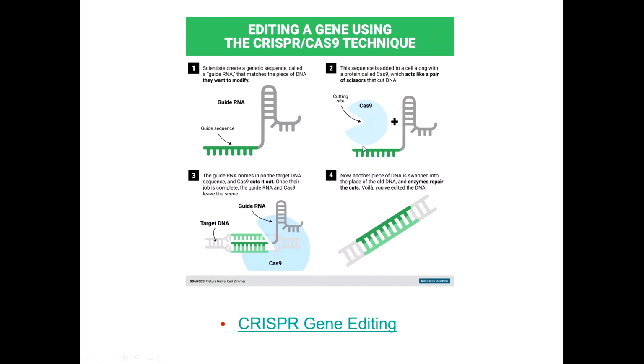So this is a little bit about CRISPR. And as I said, this was a breakthrough in gene editing. The way that this works, as you see here, is that scientists can create a genetic sequence called a guide RNA that matches a piece of DNA they want to modify. And then it's the guide RNA along with a protein called Cas9 that acts as a pair of scissors, will go in, home in on the target DNA sequence, cut it out, and then put in the piece of DNA that we want in there. So it will actually do it on its own instead of you having to take it out of the cell and manipulate it that way. So here's how this works.